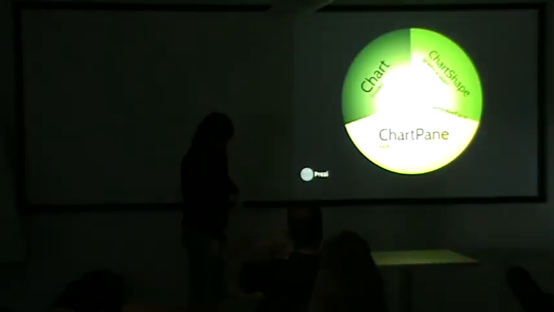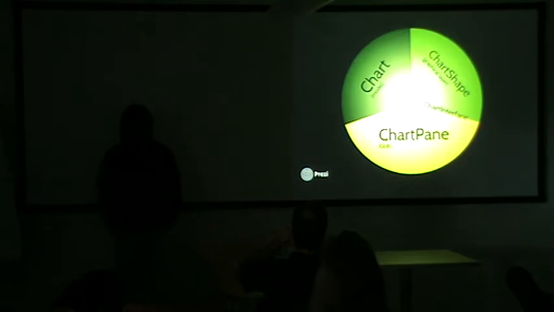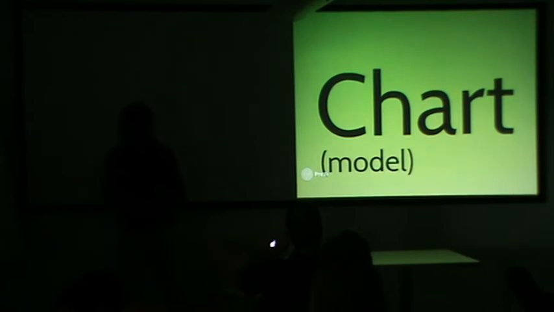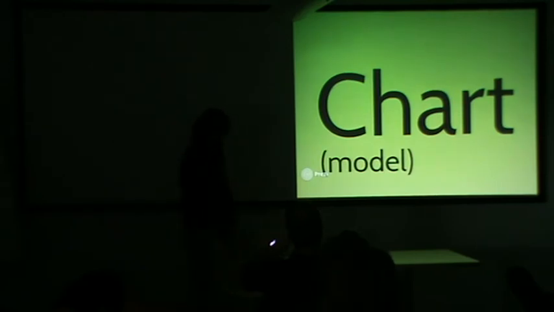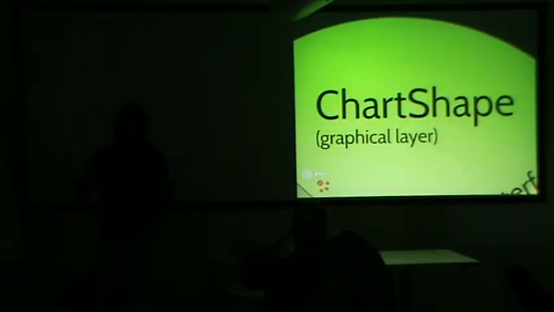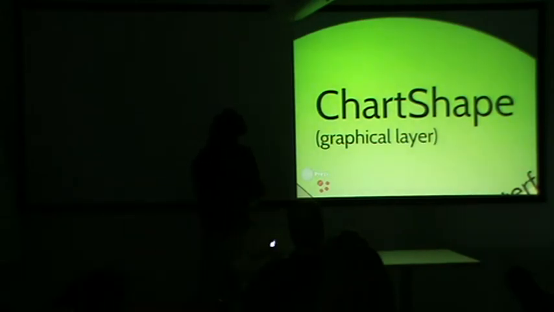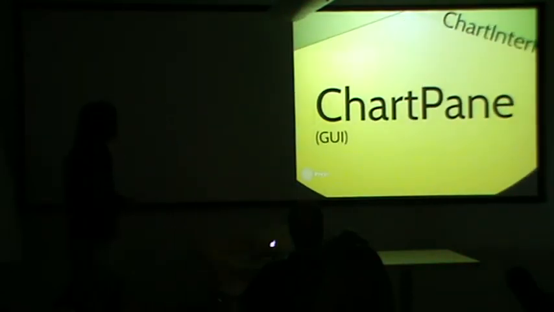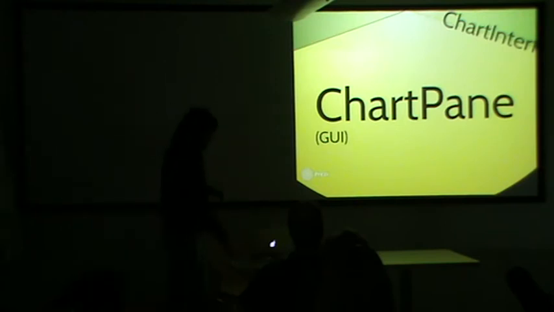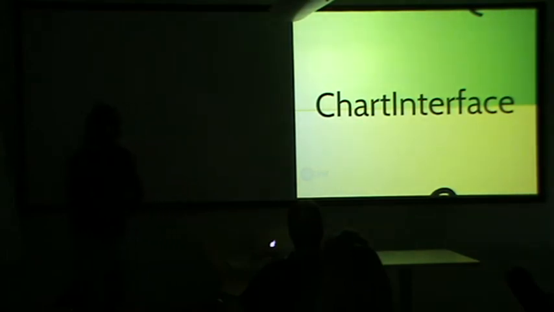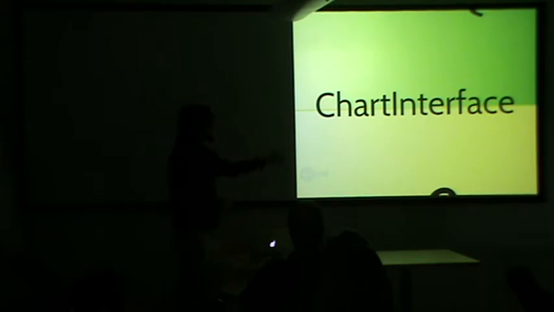There's more. Okay, the framework is divided into three main areas. The main abstraction of this framework is a chart, which is the model, and this chart has a graphical representation which lives in some graphical layer, which is the chart shape. And then there is some user interface, which is a chart pane, which allows the interaction with the chart by means of this chart interface.